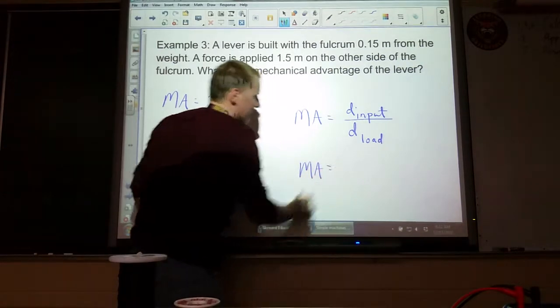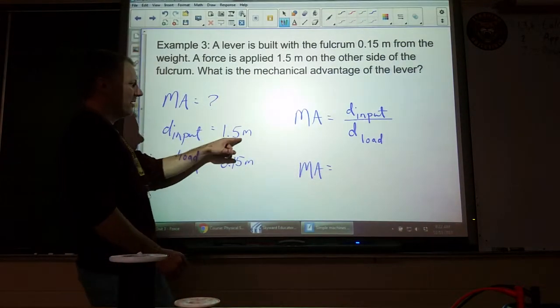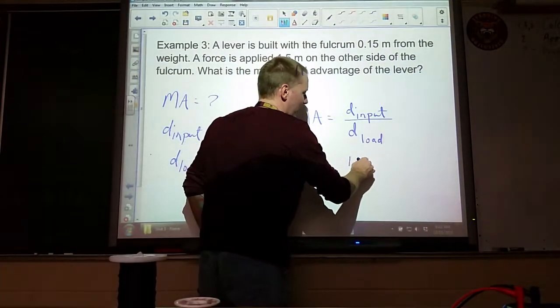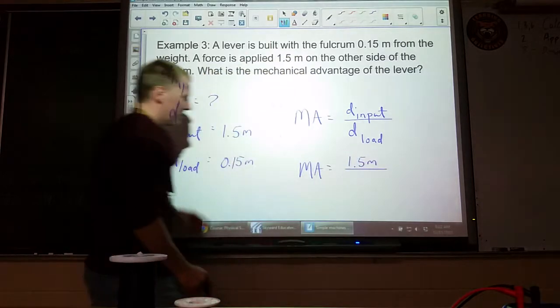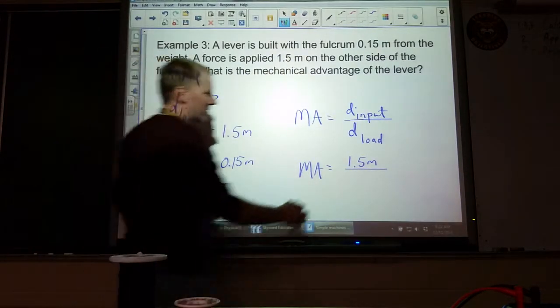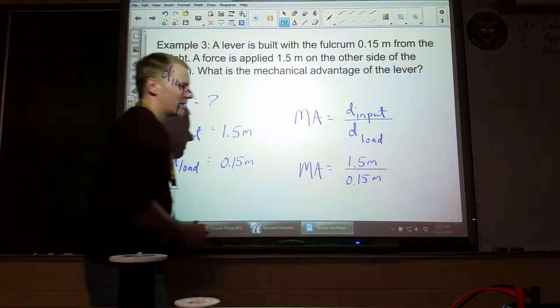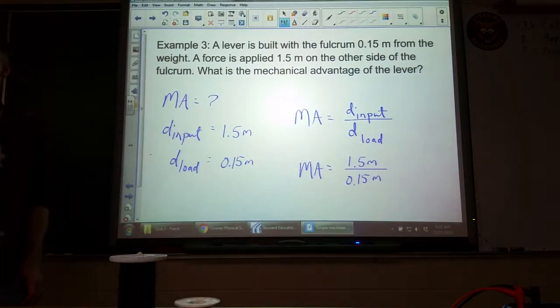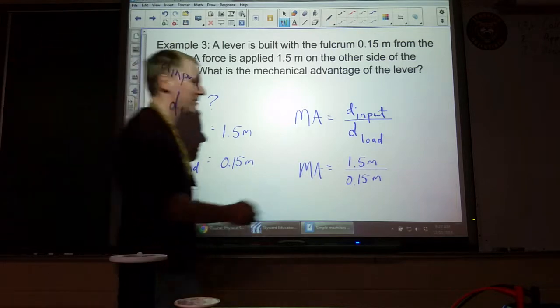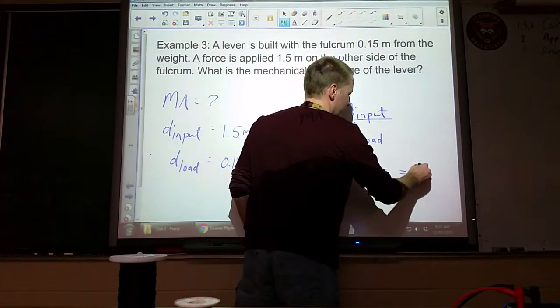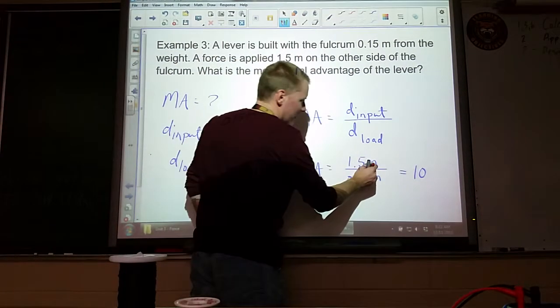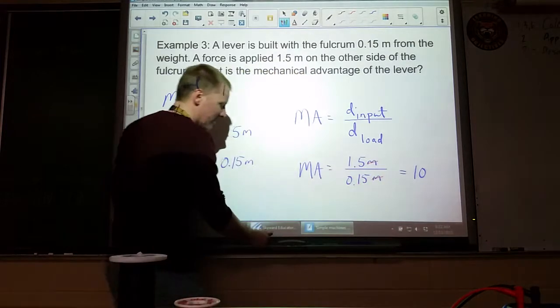This again is one that we can probably do in our head. Input distance, 1.5 meters. Load distance, 0.15 meters. So what's our mechanical advantage? 10. What units are on that? No units. Meters cancel with meters.